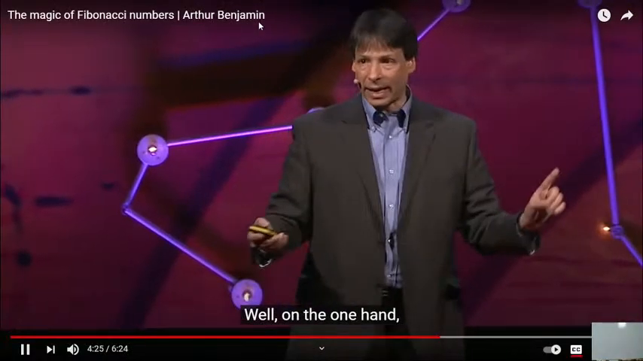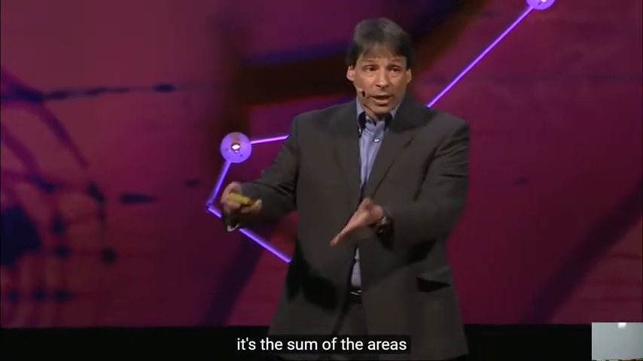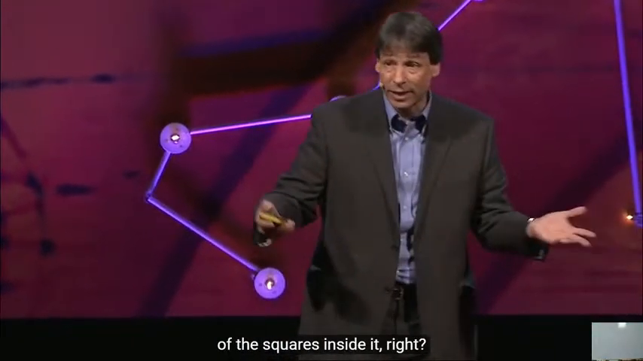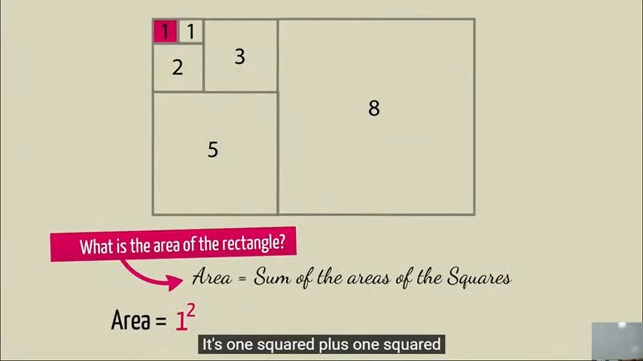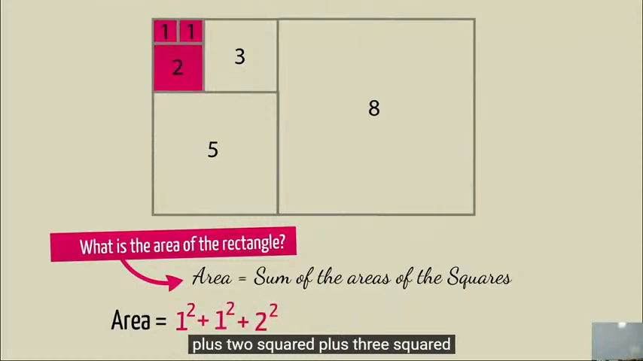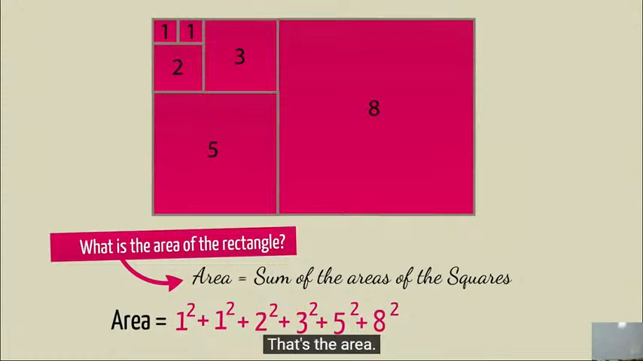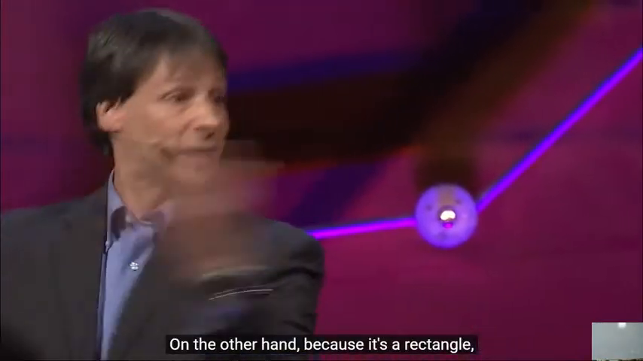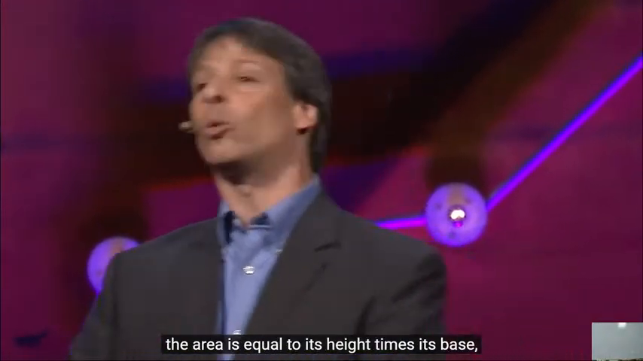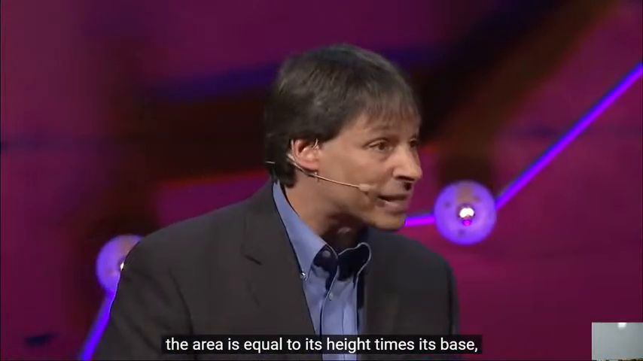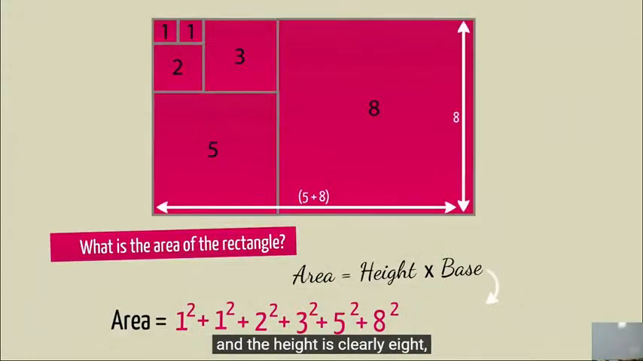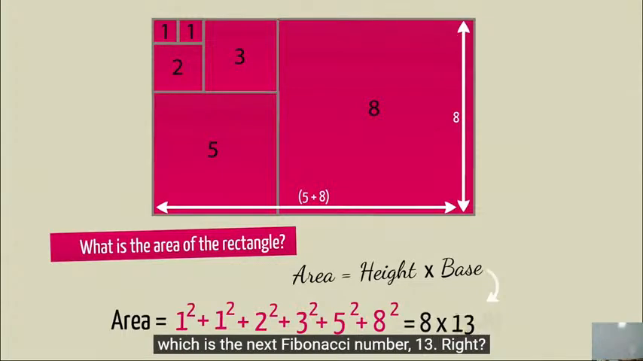Well, on the one hand, it's the sum of the areas of the squares inside it, right? Just as we created it. It's 1 squared plus 1 squared plus 2 squared plus 3 squared plus 5 squared plus 8 squared. That's the area. On the other hand, because it's a rectangle, the area is equal to its height times its base. And the height is clearly 8, and the base is 5 plus 8, which is the next Fibonacci number, 13. So the area is also 8 times 13.